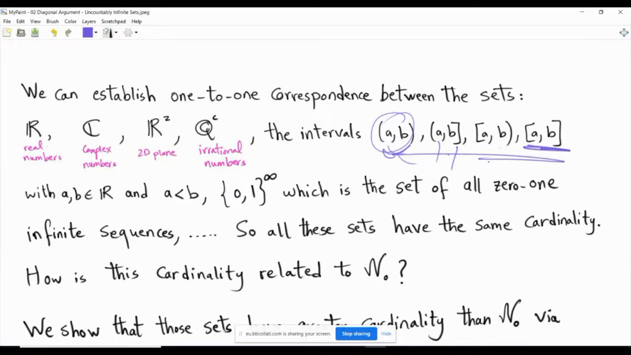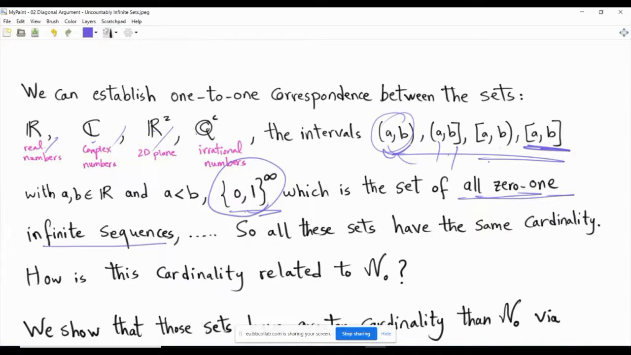One of those sets, like R and C and R2, which is basically the 2D plane, and so on, is the set of all 0, 1 infinite sequences. What we will show is that this set has the same cardinality as any of those, because you can establish a one-to-one correspondence between any of those sets and this set. So this is the set of all 0, 1 infinite sequences.